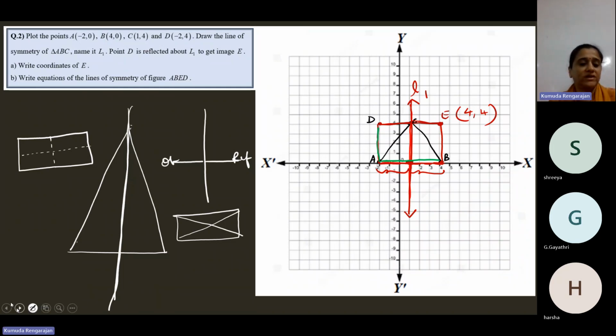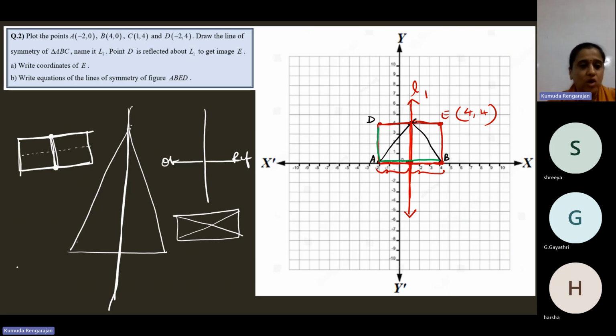And how do you identify the lines of symmetry for a rectangle? This is the line segment joining the midpoints of the opposite sides. These two are the opposite sides. This is the midpoint of this side. This is the midpoint of this side. Join the midpoints of the opposite sides to get one line of symmetry.